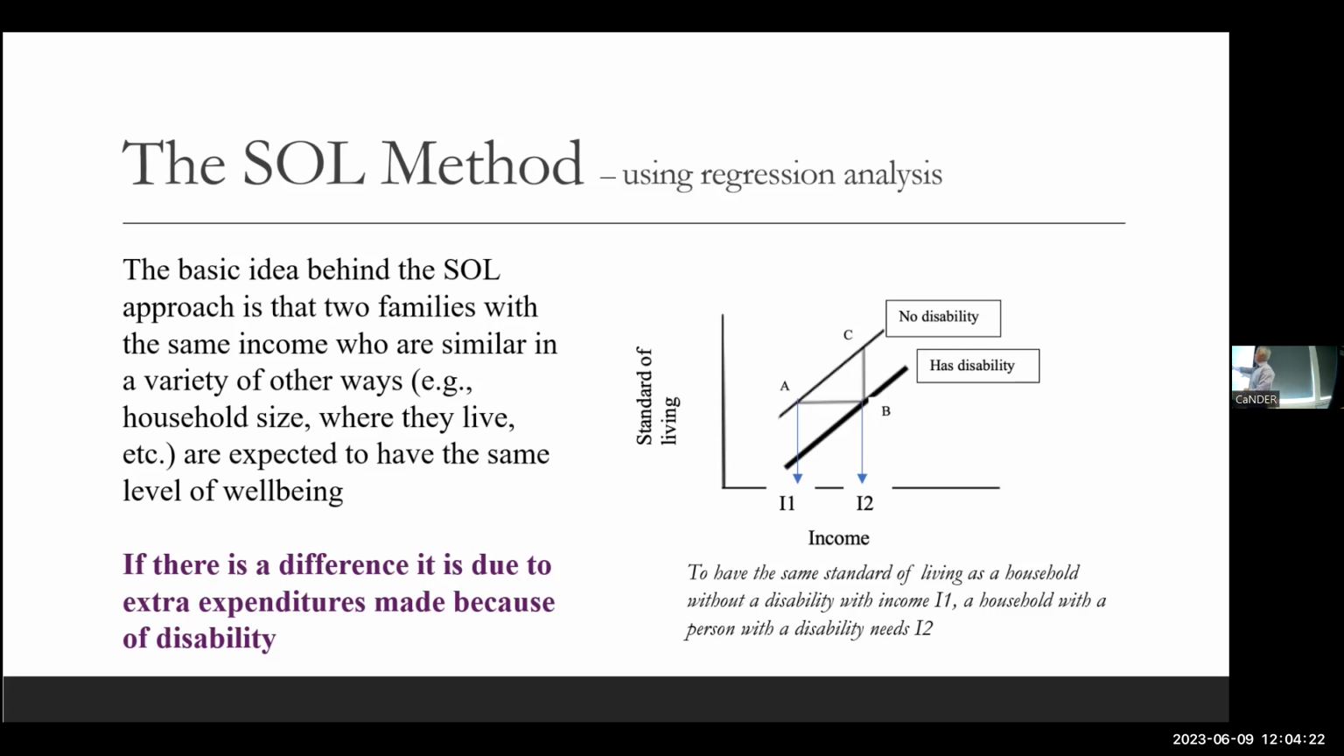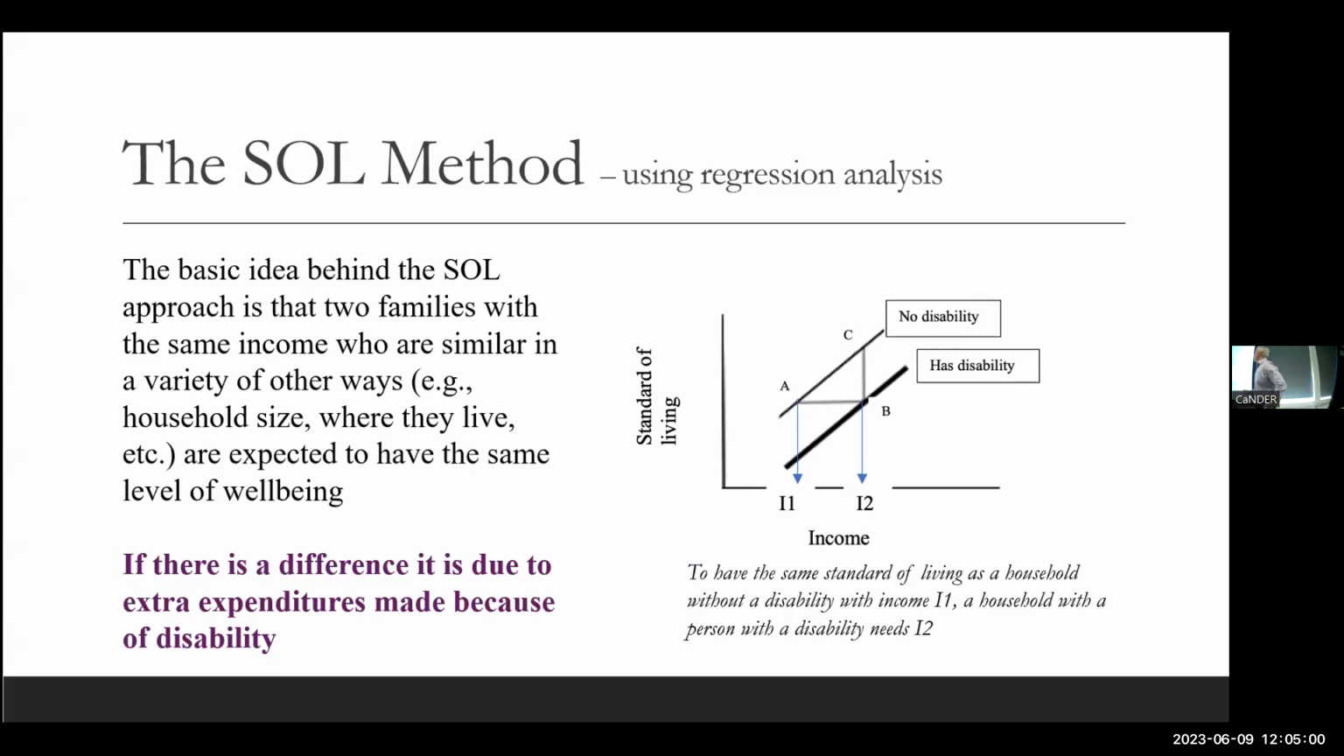The basic idea behind the SOL method is that you take two families that are the same in every way. They have the same income, they have the same number of people in the household, they live in the same area, everything's the same. The only difference is one household has a person with a disability in it and one household doesn't, okay? And then you say, okay, what's the difference in the standard of living between these two households? Well, if they're the same in every way, except one has a disabled person in the household, that difference must be because they were spending money related to disability that they weren't able to spend on things that the other household could spend on.